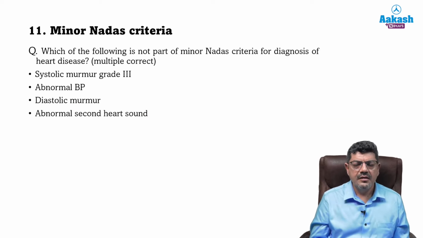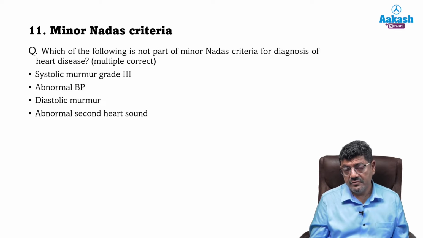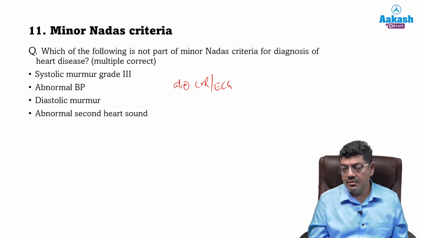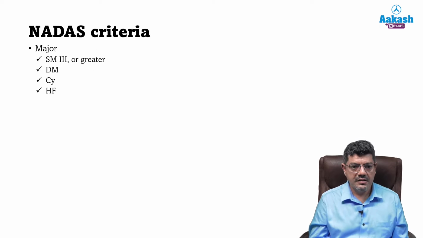Moving on. Okay, minor Nadas criteria, thankfully a straightforward question. Congenital heart disease, nevertheless, so I won't spend a lot of time on it. Abnormal BP and abnormal second heart sound are part of the minor Nadas criteria. A systolic murmur of grade 3 or more and any diastolic murmur are major Nadas criteria, besides cyanosis and congestive heart failure. Besides abnormal BP, an abnormal chest X-ray or an abnormal ECG are also minor Nadas criteria. A systolic murmur of grade 2 intensity is also a minor Nadas criterion, right?